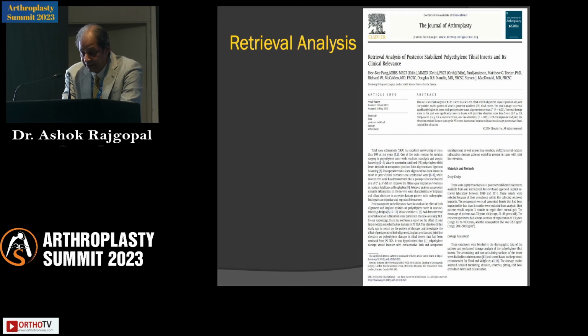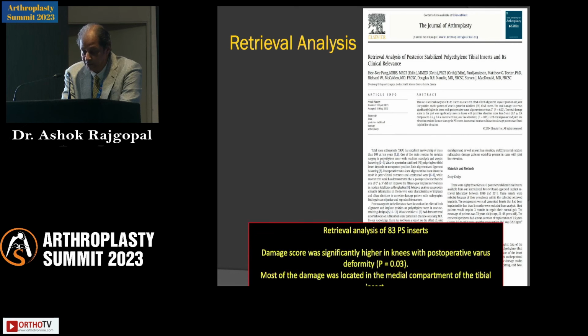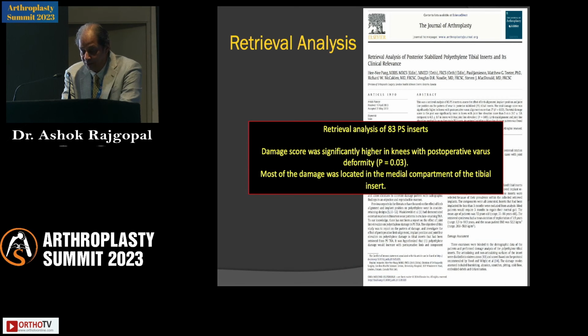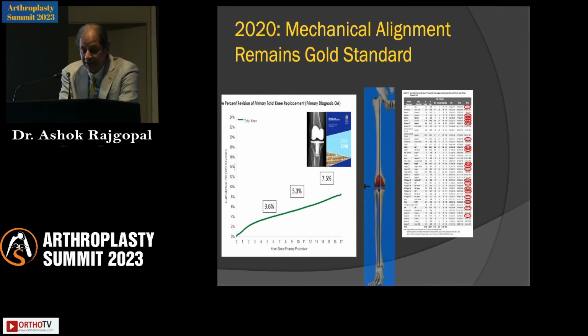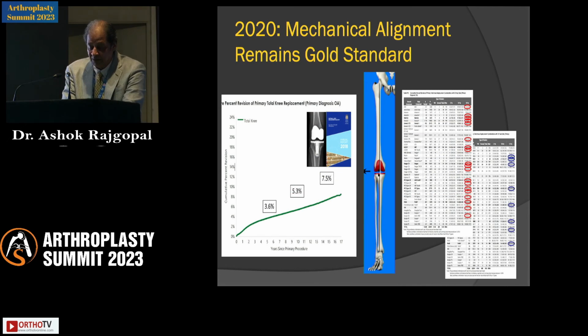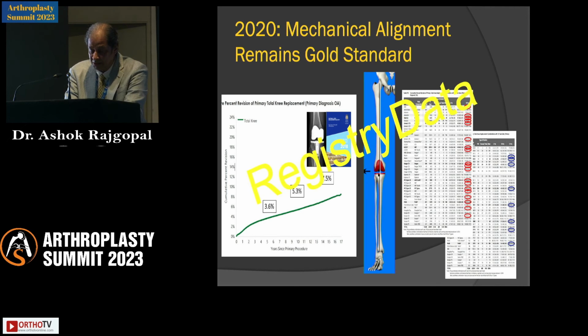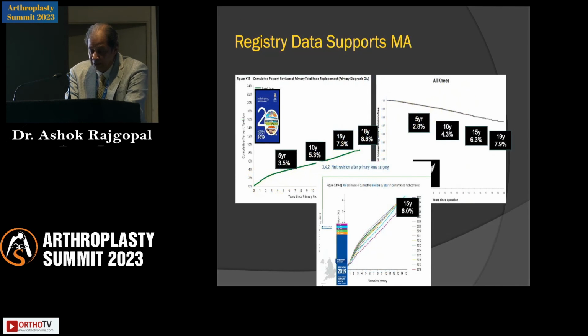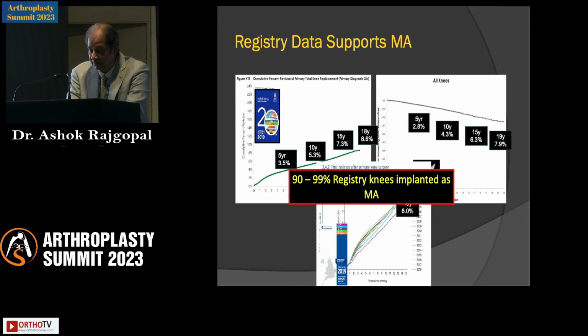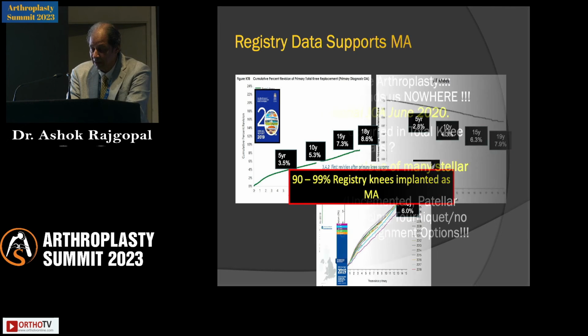Retrieval analysis, again, you see with mechanically aligned and kinematically aligned, there is more polyethylene wear, significantly more scores. Look at the alignment from the registry data point. Mechanical alignment remains the gold standard. This is the registry data. And you have further data on the mechanical axis. 90 to 99% were implanted by mechanical axis.